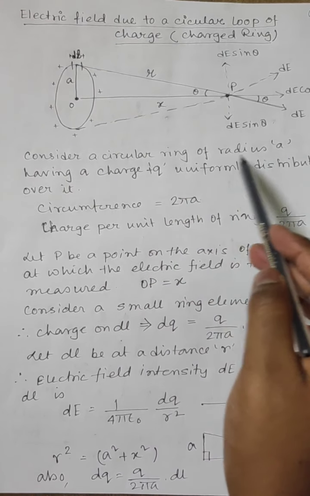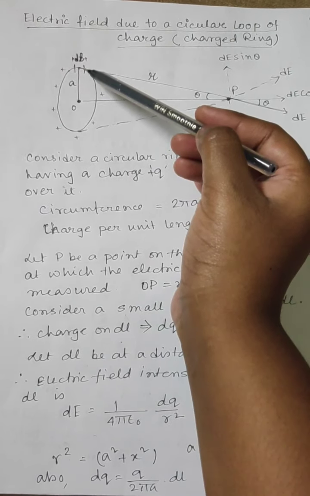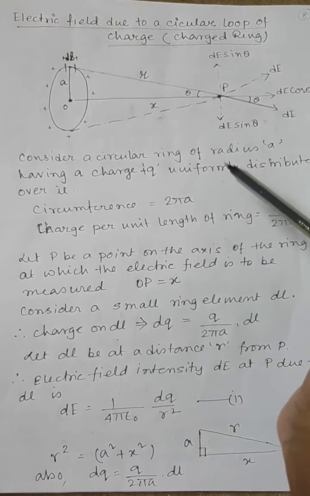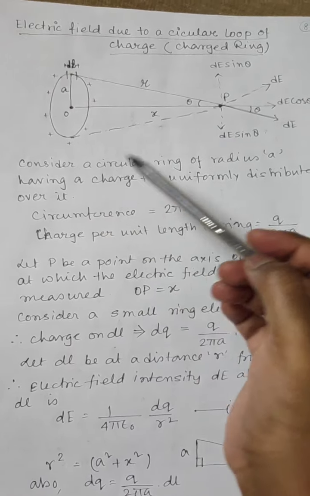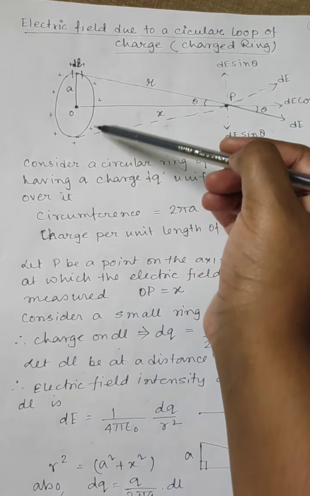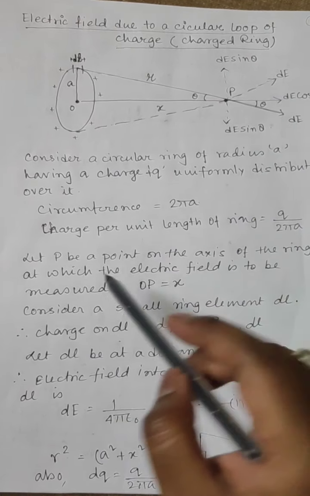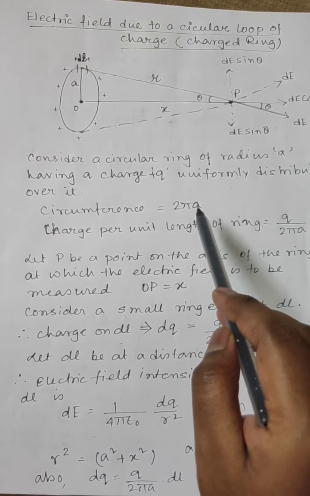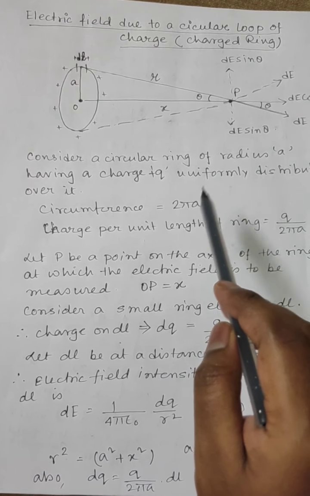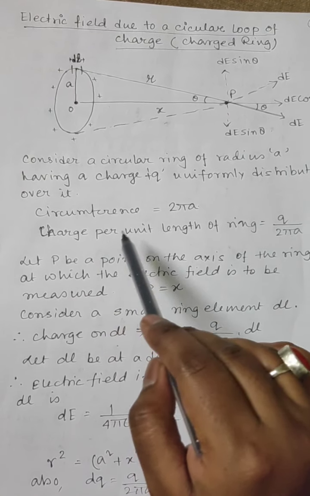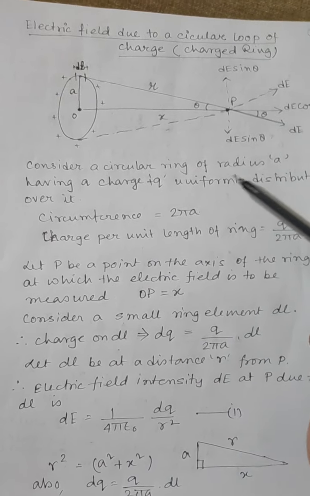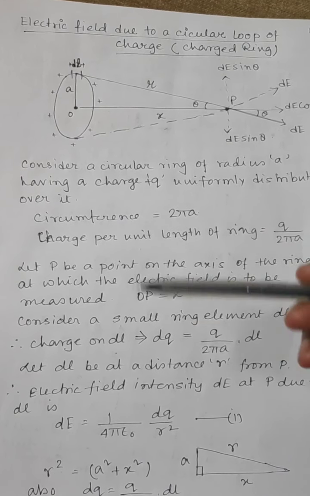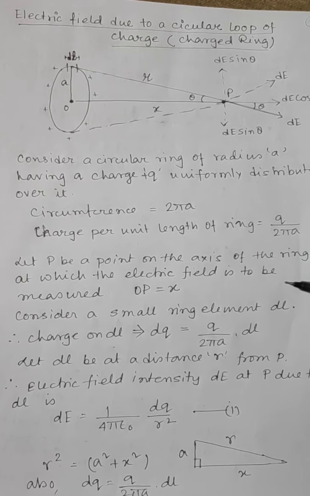Consider a circular ring of radius a, having a charge plus q uniformly distributed over it. So we have distributed a charge plus q uniformly over the whole ring. Now, what is the circumference of the ring? The circumference will be 2 pi a, where a is the radius of the ring. So the charge per unit length of the ring will be q by 2 pi a, that is, the total charge of the ring by the total circumference of the ring.